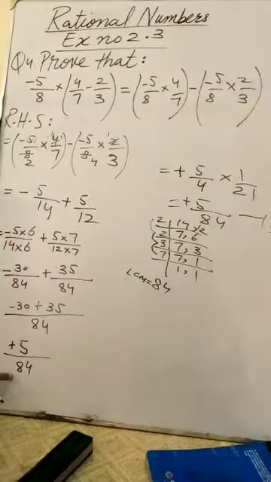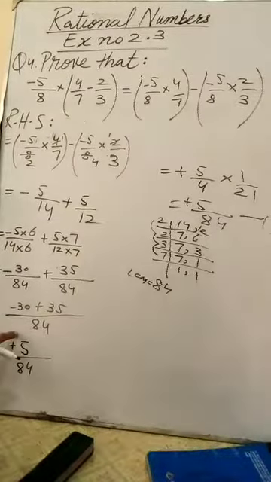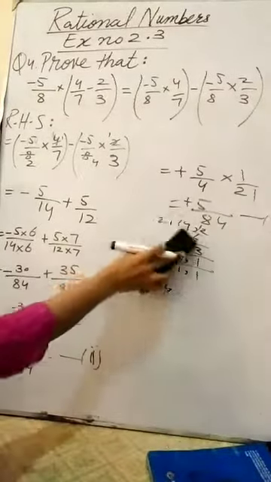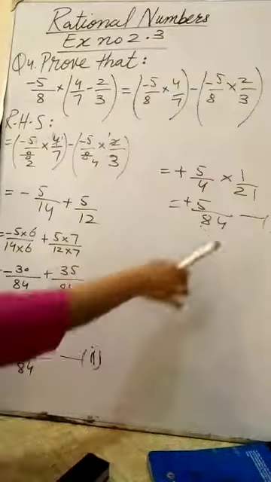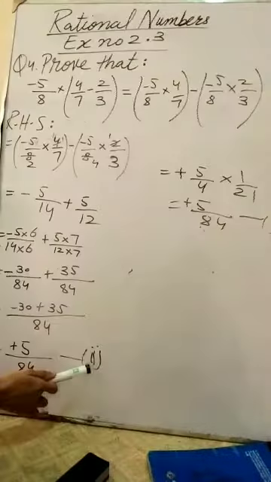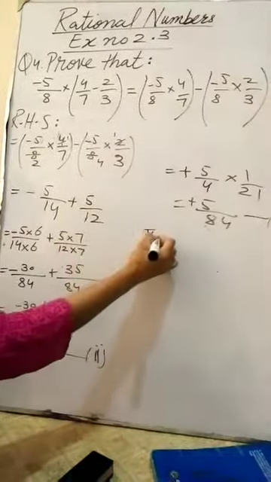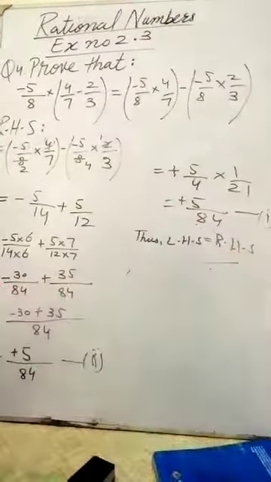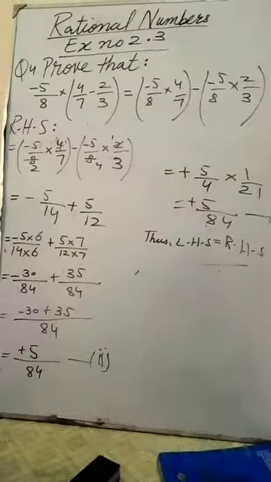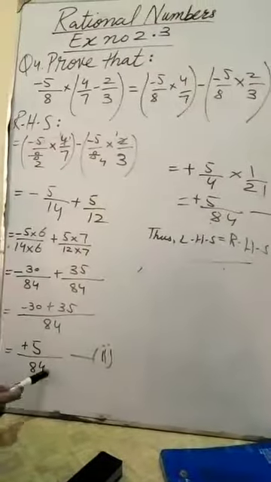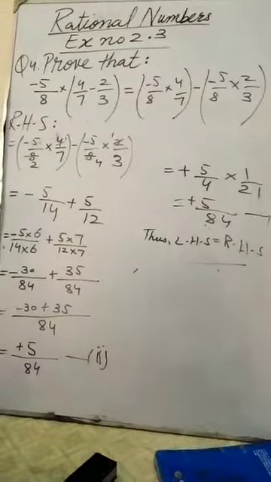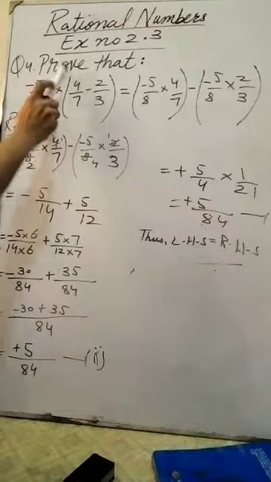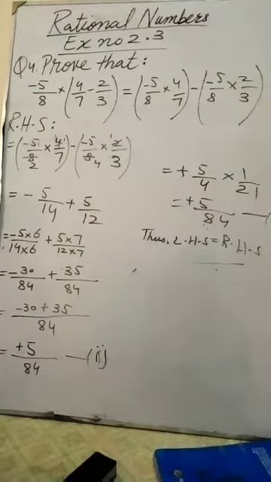We can't cross 5 and 84 with the same number because 5 is an odd number and 84 is an even number. This is the equation 2. See, equation 1, 5 over 84, equation 2, 5 over 84. Thus, left hand side is equal to right hand side. Draw the ending line. So this is proved. When your answers are the same, it means the question is right. So left hand side must be equal to right hand side, because prove that verification means left hand side must be equal to right hand side. Thank you.